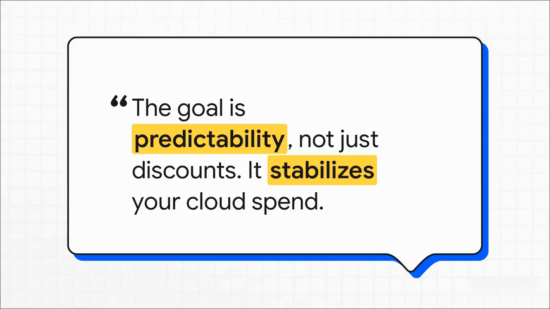And I want you to remember this. Yeah, the discounts are amazing, but the bigger, more strategic win here is predictability. When a big chunk of your cloud bill is fixed every single month, it makes life so much easier for your finance team, for budgeting, for planning. It turns a chaotic, variable cost into a stable, predictable one.